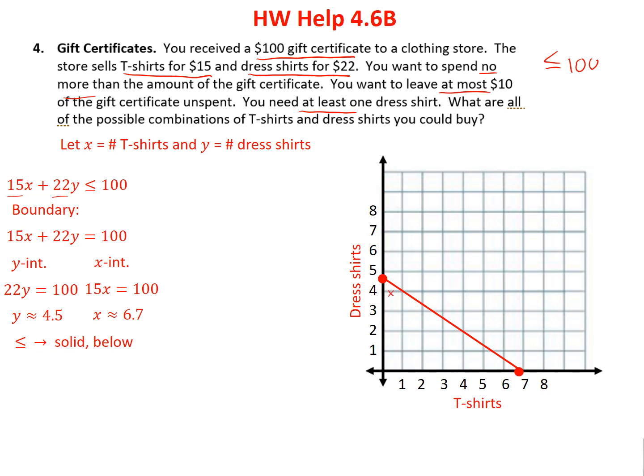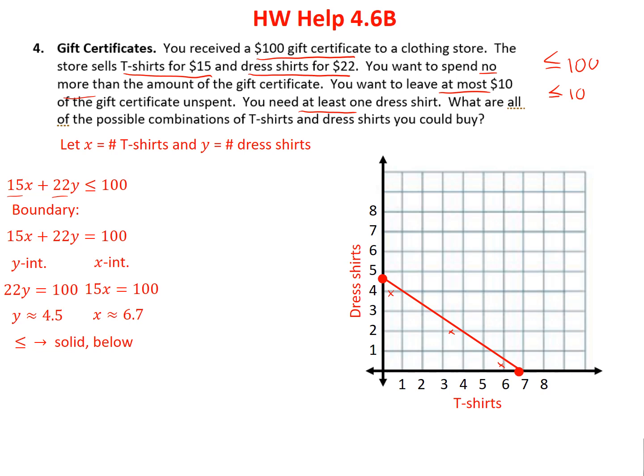I can do this as my little X's if I want to, somewhere below that line. Okay? Now our next one says that we want to leave at most $10 unspent. This is a little tricky because what I want at most is, again, $10, so it can be equal to that, but it has to be less than.